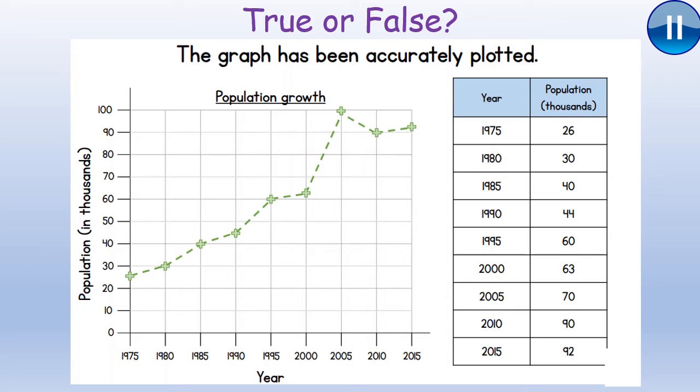Now take a look at this line graph. We're told the population in thousands, going up in tens. Along the bottom we're told the years, going up in 5-year intervals. Along the side there is a table showing us the year and the population in thousands. True or false? Has the graph been plotted accurately? Or is there a mistake somewhere? Check carefully.